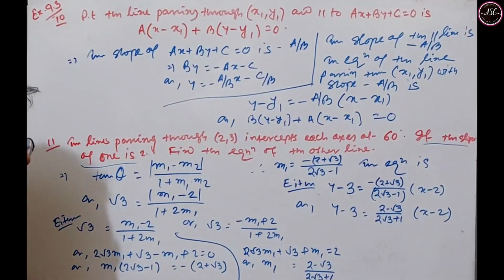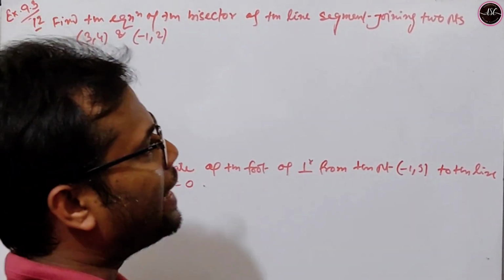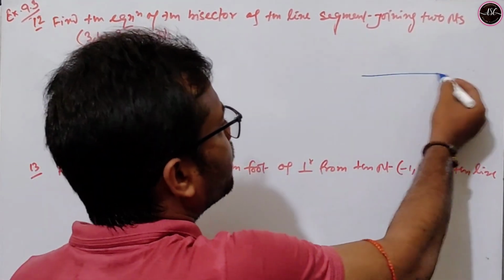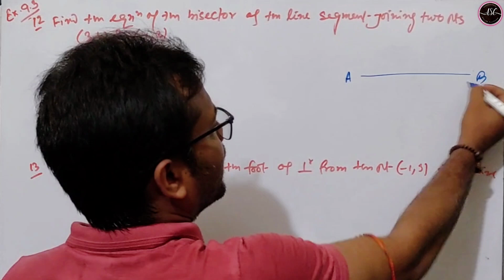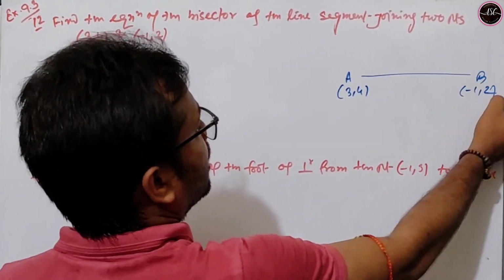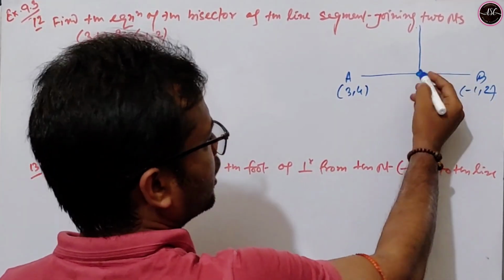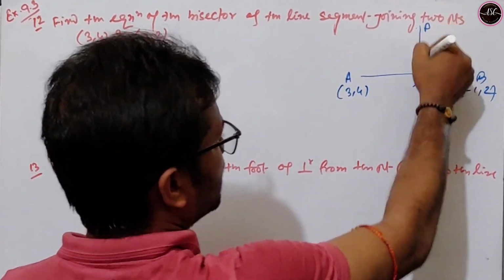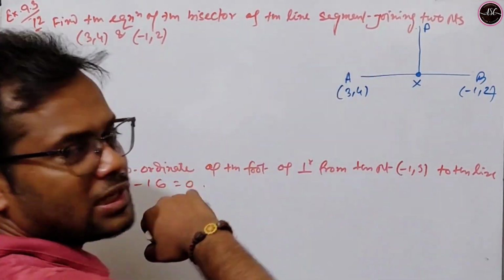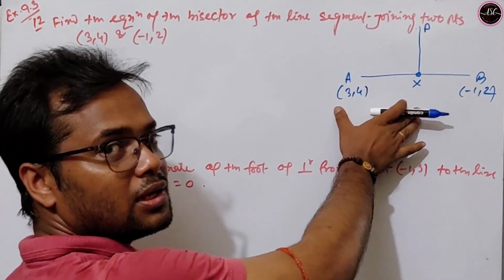Okay, just look at this question. Find the equation of the bisector of the line segment joining the two points (3, 4) and (minus 1, 2). So just think, this is AB, the line segment, so A equals (3, 4) and B is (minus 1, 2). The bisector means it divides this equally, that means this is the midpoint, this is the PX line. Okay, so it is perpendicular to this, so the slope of PX equals minus 1 by this line's slope.